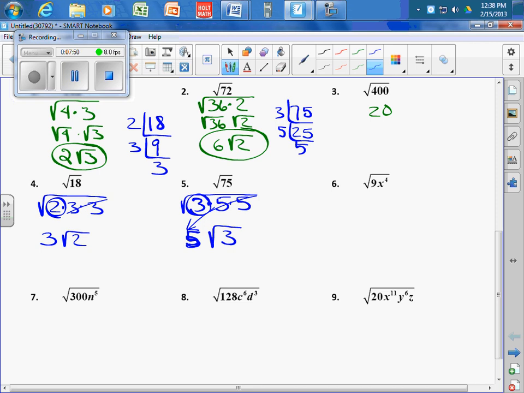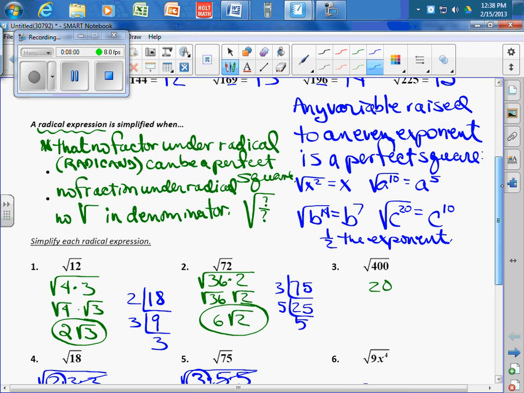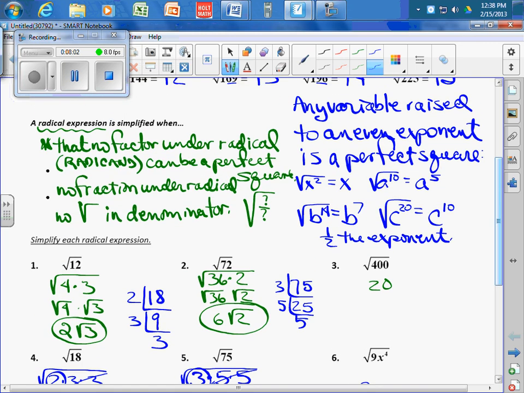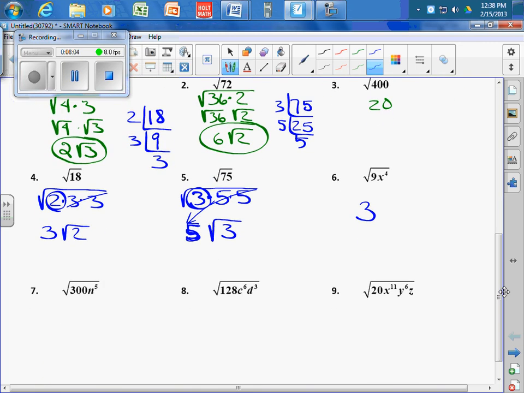In number 6, if you see a perfect square, take the square root of it. 9 is a perfect square. What's its square root? 3. What's the square root of x to the 4th? Well, we found out earlier that all we have to do is divide the exponent by 2, so I get x squared. So the answer here would be 3x squared.